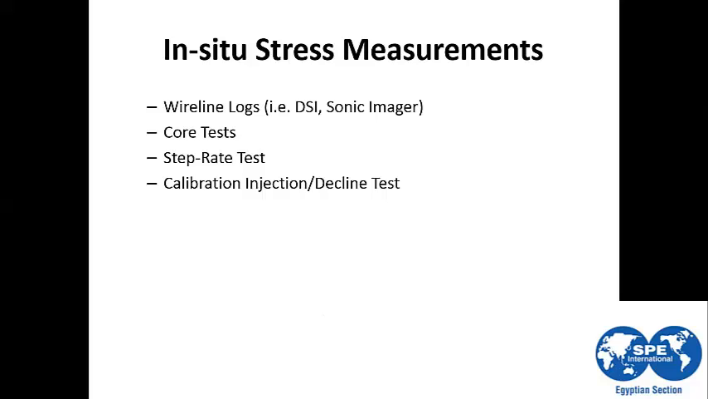Okay, how can we measure the in-situ stress of the formation? We can measure it by using wireline logs, especially the sonic log. But this sonic log should be dipole to measure the shear wave and the compressional wave also. Or we can measure it from core tests, or from step rate tests and calibration and injection decline tests. Step rate test and calibration tests are both included in the data frac section, and we are going to discuss them in the upcoming section.